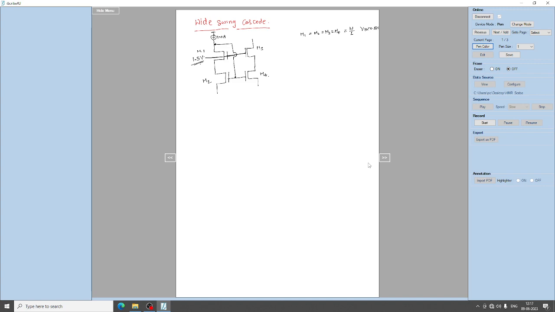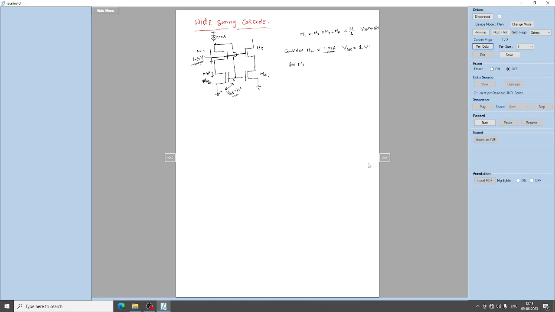So here what happens, for the current mirror to act, consider this base current mirror, that is M2 first. For a current of 1 milliamp to flow through M2, what should be the VGS value? VGS should be 1 volt. The source is connected to ground for M2, so this VGS should be equal to 1 volt so that 1 milliamp of current flows through the transistor M2.